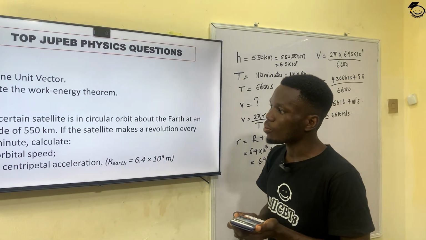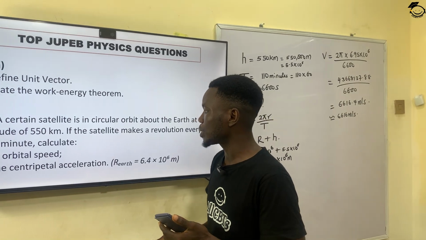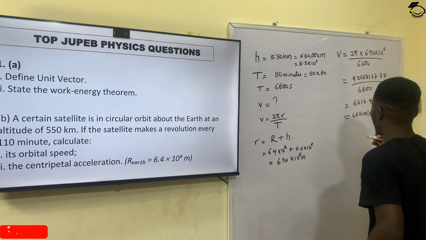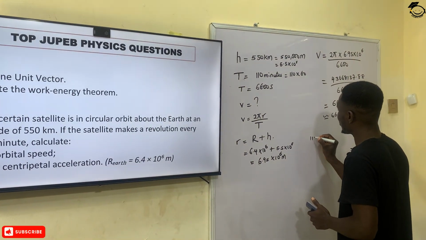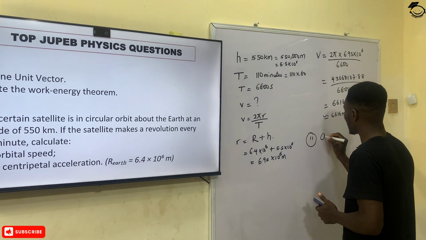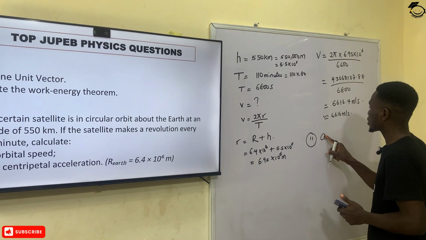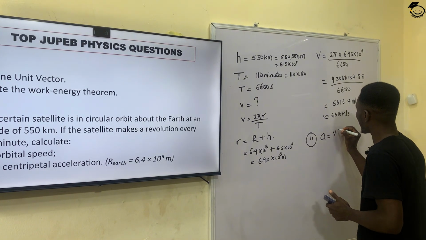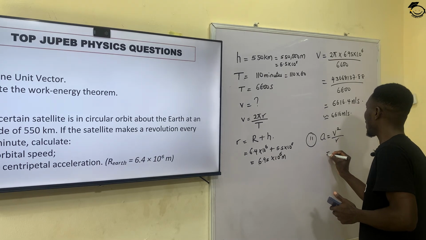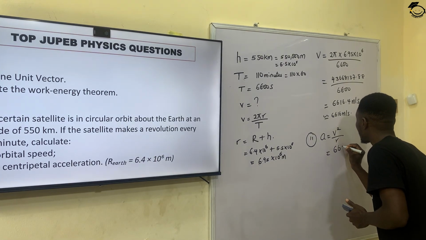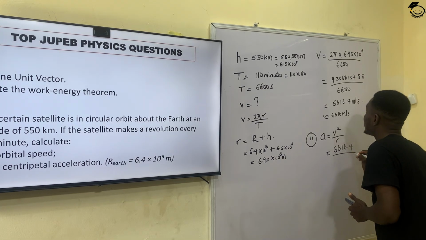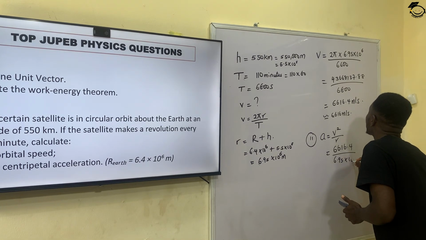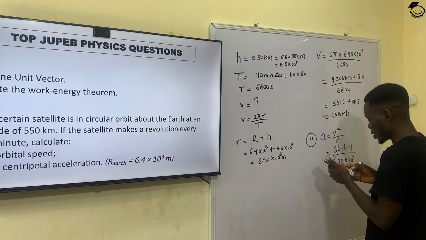But that is not all. They went further to say that we should calculate the centripetal acceleration of this particular motion. So our Roman figure 2 says we should find the centripetal acceleration. And we know that our centripetal acceleration is v squared over r. This is the same thing as 6616.4 divided by the radius that we calculated earlier, 6.95 times 10 raised to power 6.